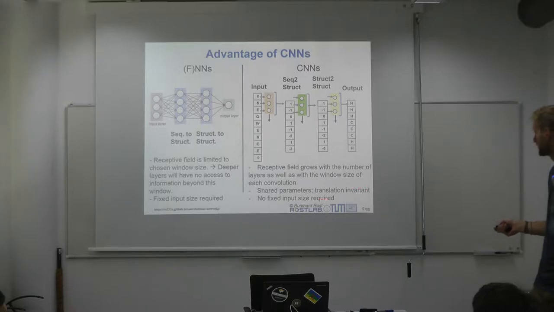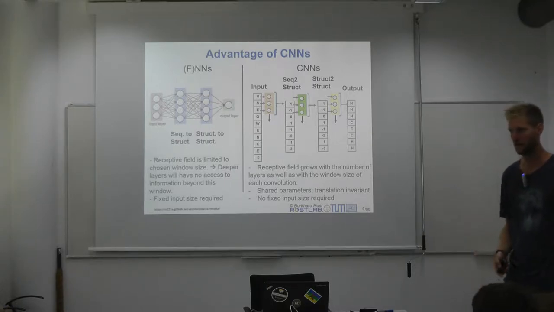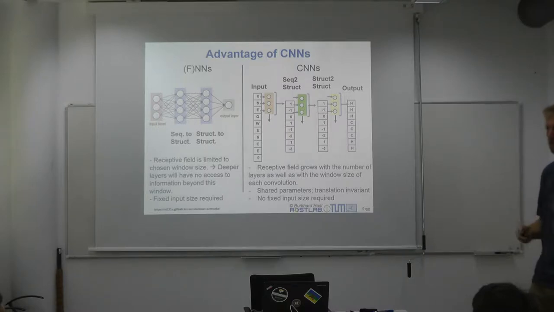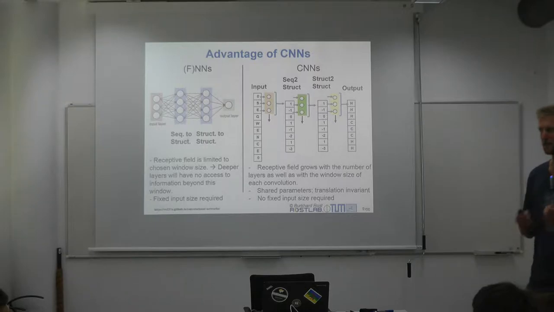And this is what they call translational invariant. So no matter where in your picture an apple occurs, it will detect the apple, whether it's the upper left corner or the upper right corner. And it shouldn't matter. This also makes intuitive sense. If you want to classify something as an apple, it shouldn't matter where the apple occurs.